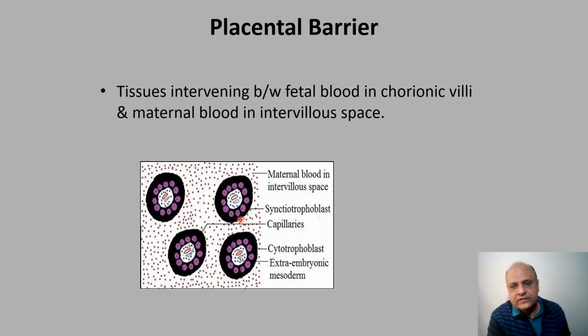So if we look at the structure of the tertiary villi, we can make out the components of the placental barrier. What is the placental barrier? Tissues intervening between fetal blood in chorionic villi and maternal blood in intervillous space. So let us see the components of the placental barrier. The basement membrane of the fetal blood vessels, then we have the extraembryonic mesoderm, then we have the cytotrophoblast, then we have the syncytiotrophoblast. So exchange of material takes place between fetal blood and maternal blood across the placental barrier.